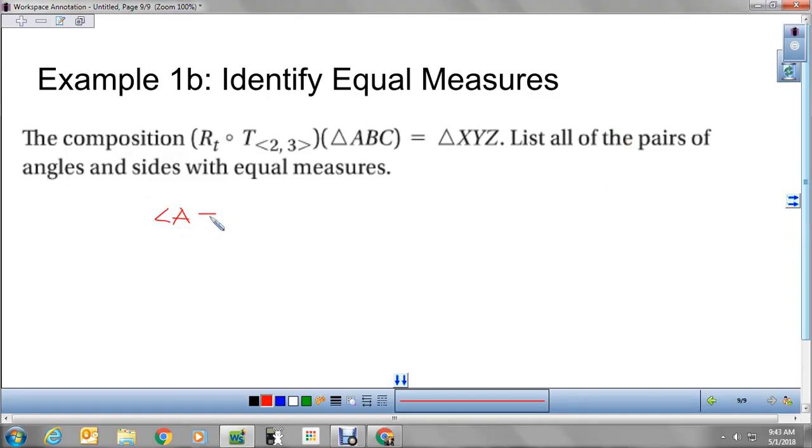Angle A is going to match up with angle X. Angle B is going to match up with angle Y. And then angle C should match up with angle Z.